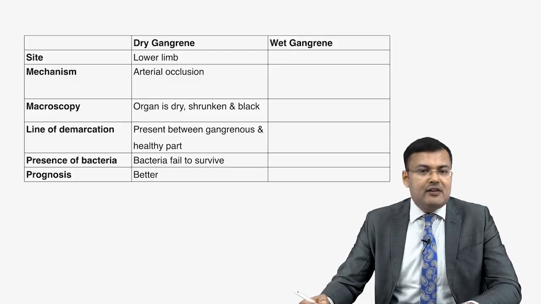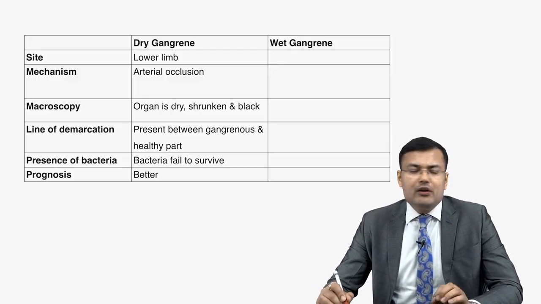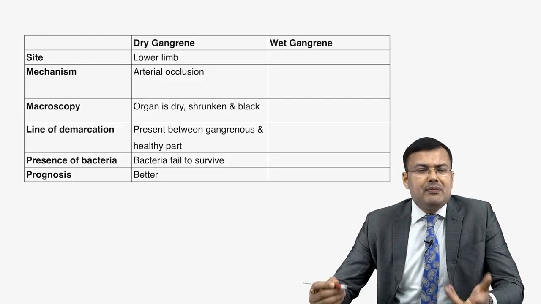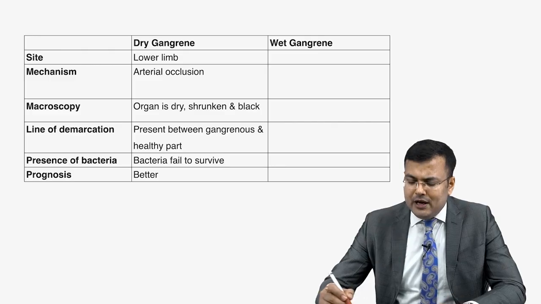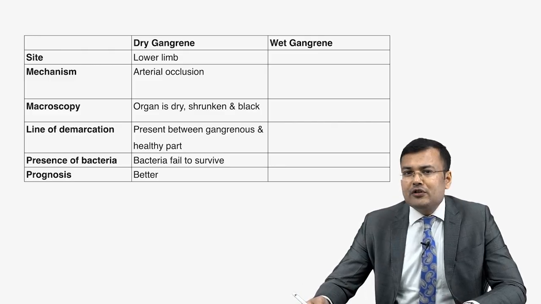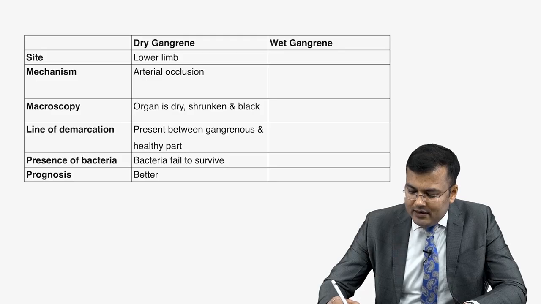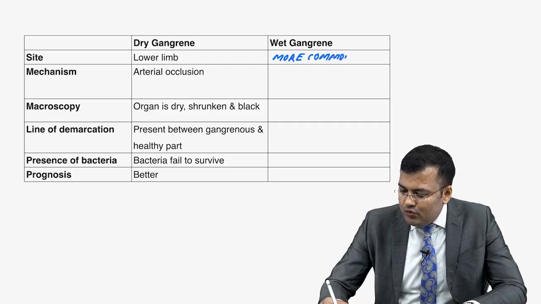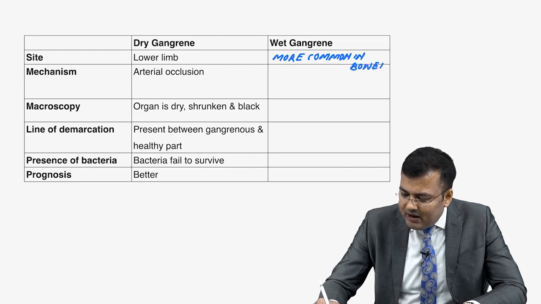So what is the site of dry gangrene? Lower limb, because arterial occlusion is more common in lower limb, especially in the distal part. It can be seen in the upper limb also, but more common in the lower limb. Wet gangrene is because of venous occlusion. It is more common in bowel, usually small bowel.